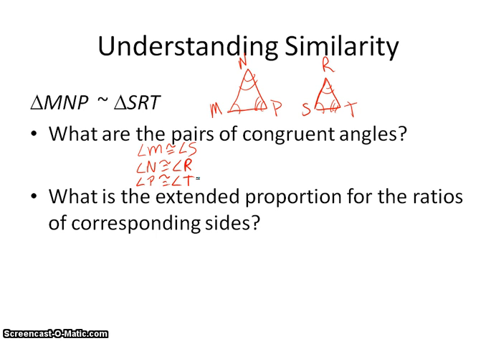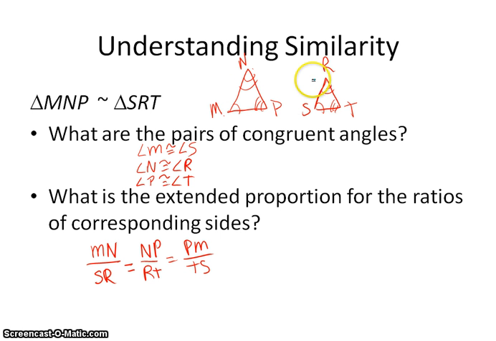Now, the sides do not need to be equal. They need to be proportional. So that means that whatever the ratio is of side MN to side SR, it has to be equal to the ratio of NP to RT, because these all have to be proportional, and also equal to the ratio of the bottom side PM to TS. So that's the extended proportion for the ratios of the corresponding sides.